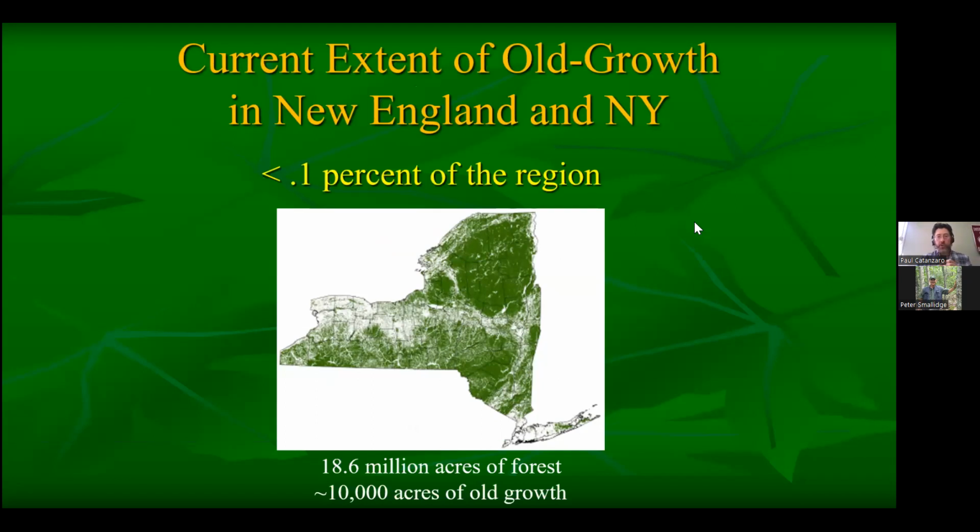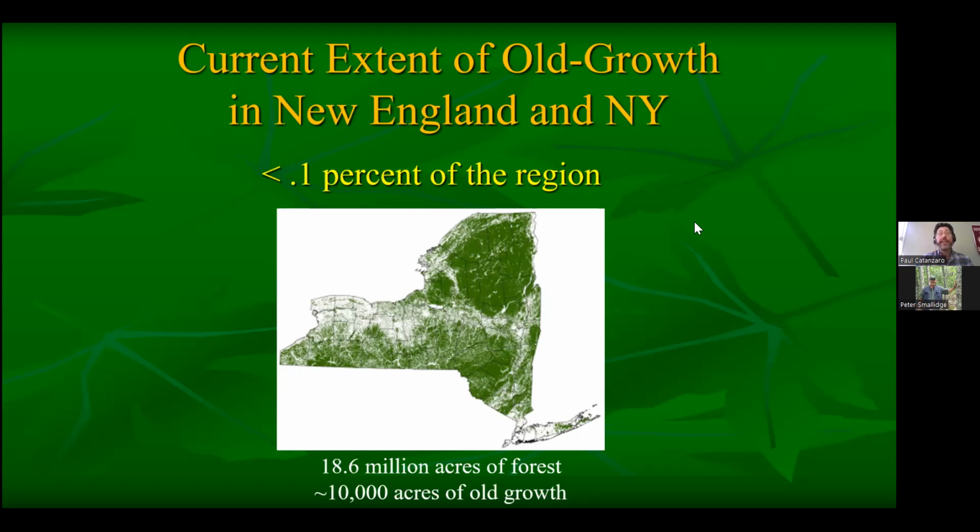What about our current forests? As you know, we're a heavily forested region in New York and New England. And it's estimated that less than 0.1% of the region's forest is actually in old growth. So we've had this huge drop from roughly 90% of our landscapes being in what we now call old growth forest, back then was just forest, to less than 0.1% of our forests being in this condition.